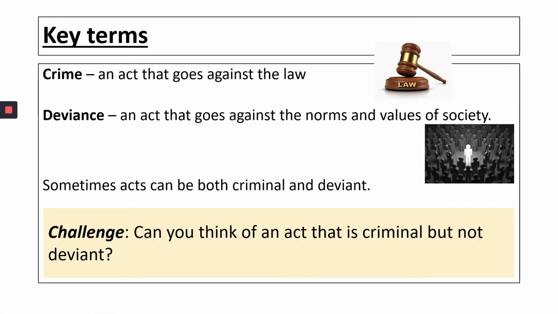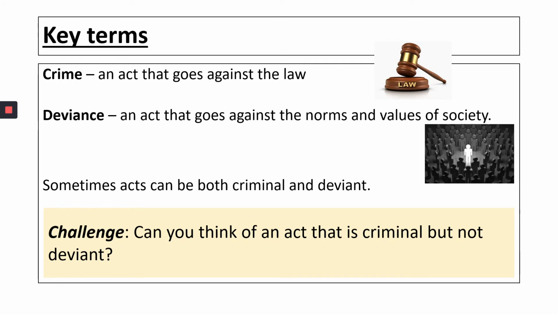So our key terms then for the lesson are crime and deviance. A crime is any act that goes against the law, and deviance is any act that goes against the norms and values of society. Sometimes an act can be both, so it can be criminal and deviant, and sometimes it can be just one but not the other. So can you think of an act that is criminal? Can you think of an act that is perhaps deviant? Can you think of an act that is deviant but not criminal? So something that we perhaps all agree is wrong but isn't in fact a crime.